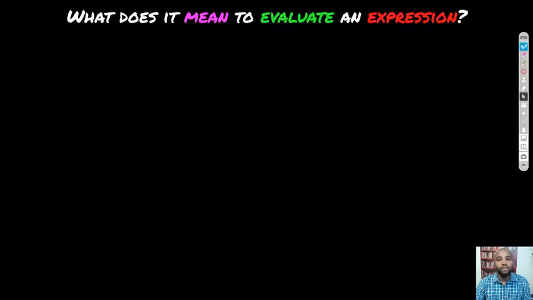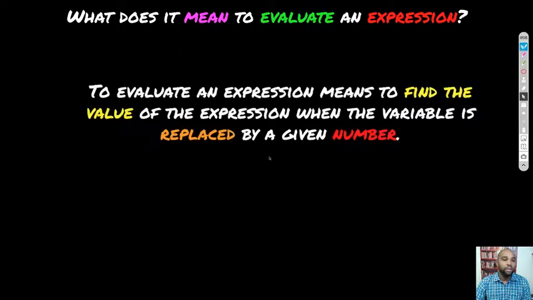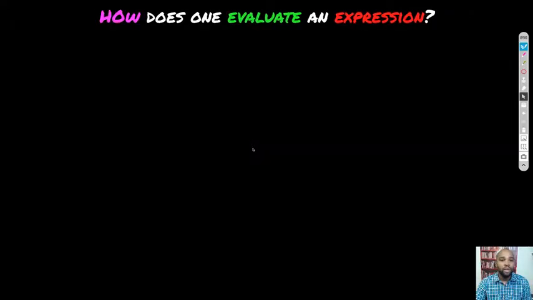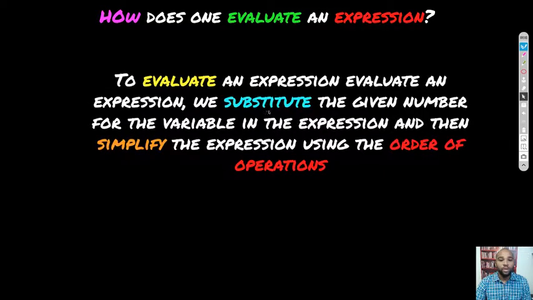What does it mean to evaluate an expression? By definition, to evaluate an expression means to find the value. That means how much is it worth, or what is the number that you get after you finish plugging a number in. So it means to find the value of the expression when the variable is replaced by a given number. How does one evaluate? Well, to evaluate an expression, we substitute the given number for the variable in the expression and then simplify the expression using the order of operations.